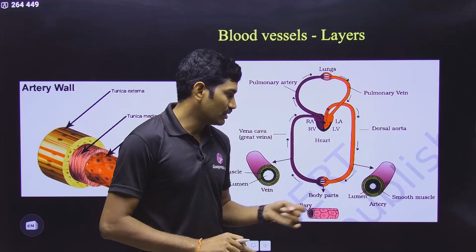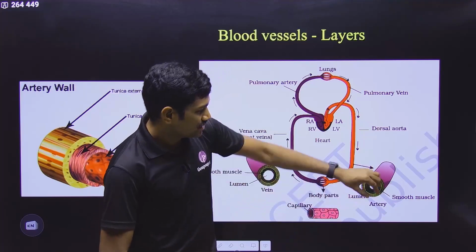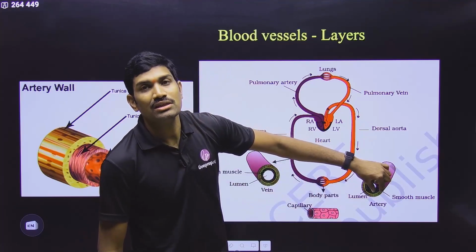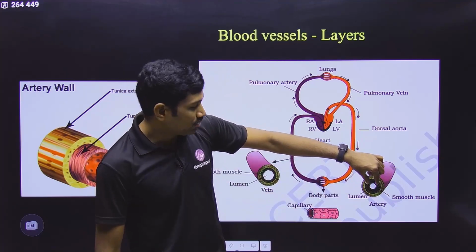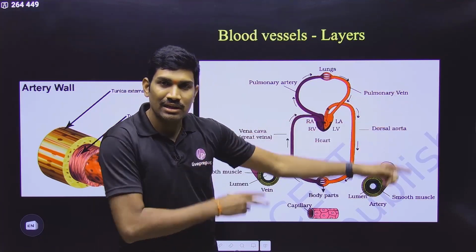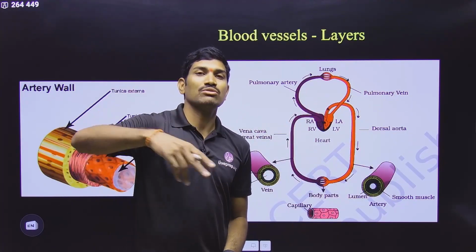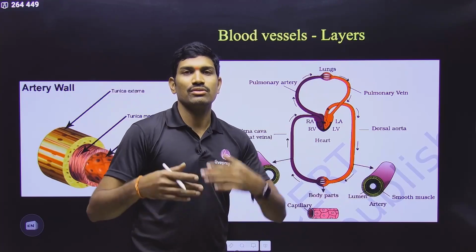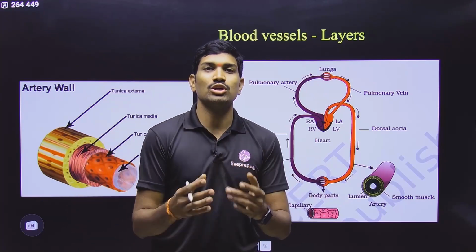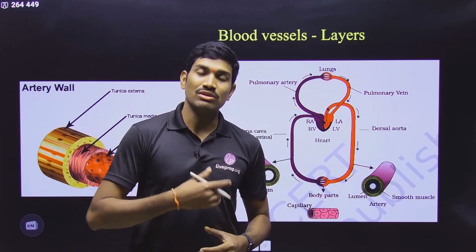This is the first important point. The second important point is, the wall is thick and the lumen is a little bit narrower. A narrow lumen is present. Because of this, pressure will be maintained so that it can send the blood even to the last organ. Suppose this is the heart, and if you are talking about the toes of the legs, there also blood has to go.